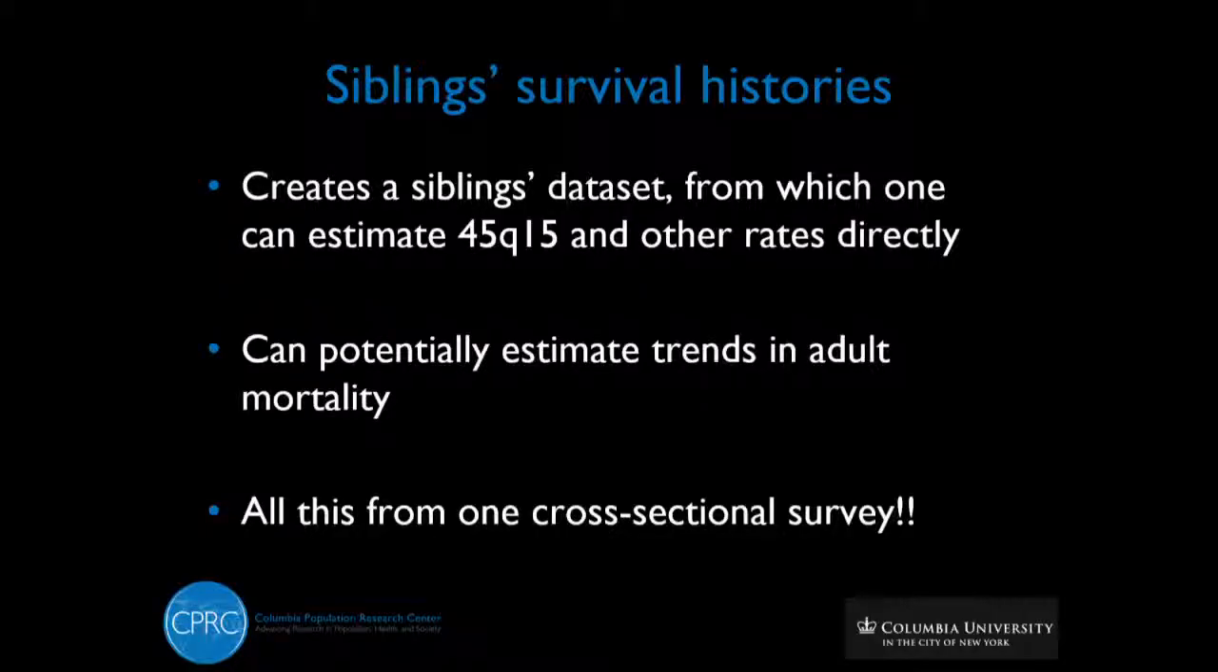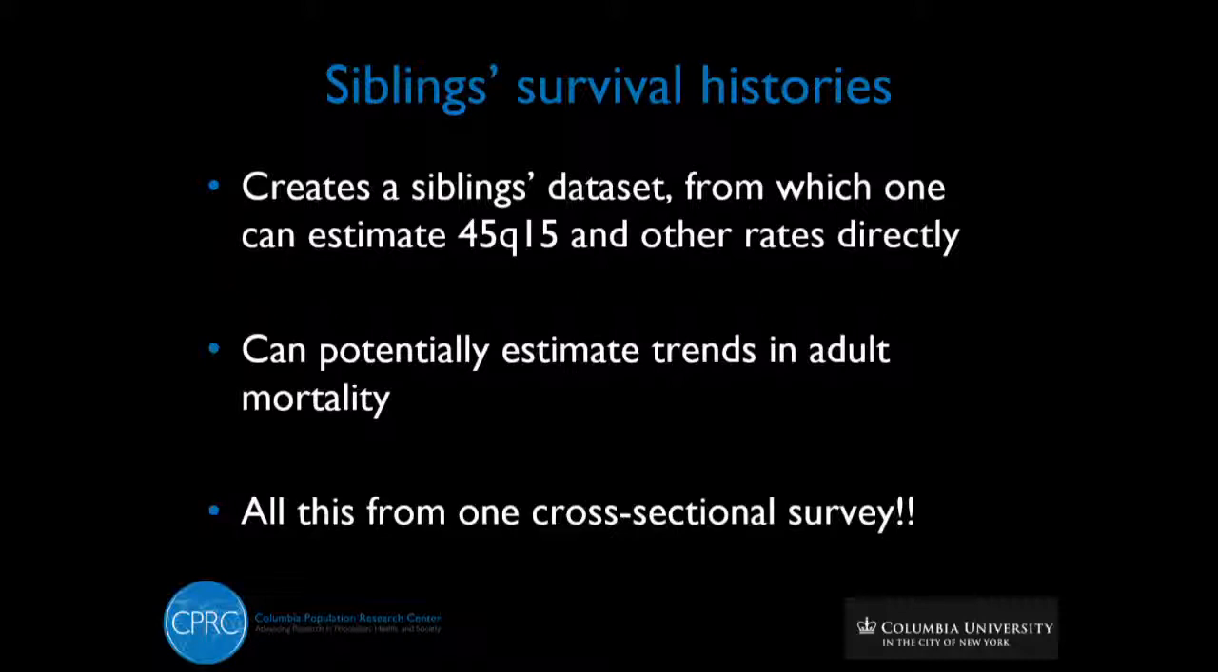What we get from this data is rates of adult mortality directly, and this creates a pseudo data set that is just like a data set that you would collect through life histories, for example. So it's very convenient. And even in some cases, we can estimate trends in adult mortality from this data, all with just one cross-sectional survey.